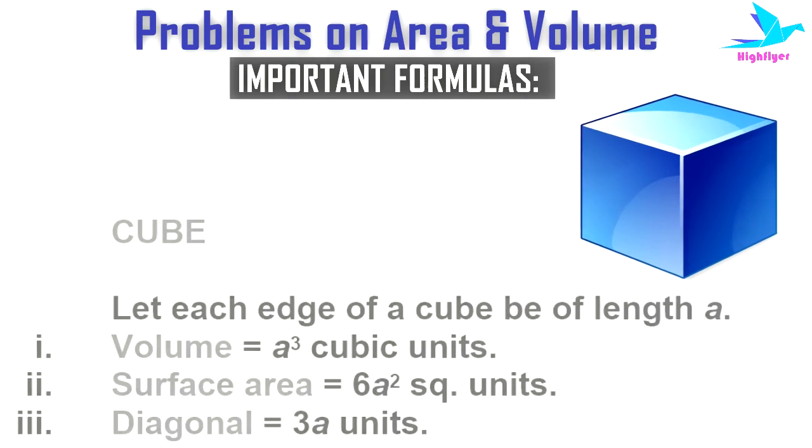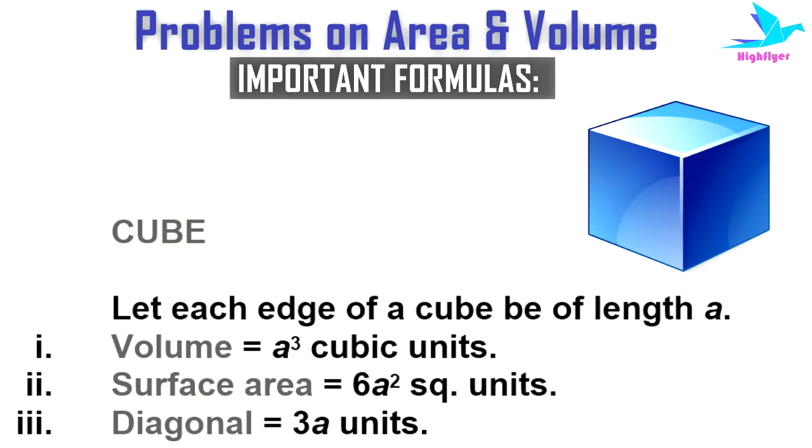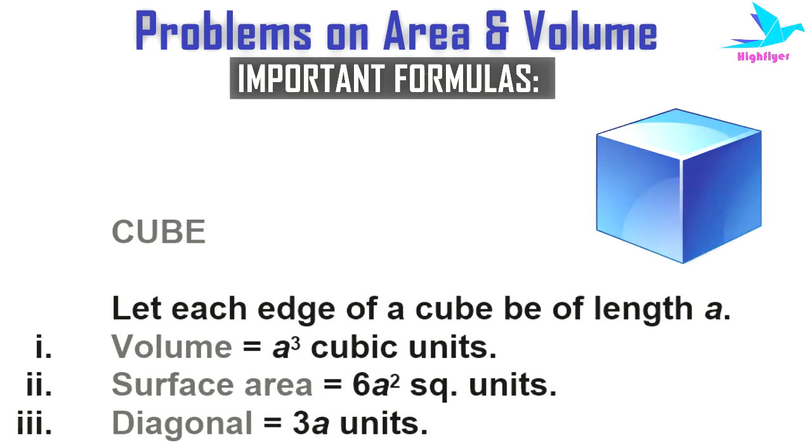Then let's talk about cube. Let each edge of a cube be of length A. Then volume equals A cube cubic units. Surface area equals 6A square square units. Diagonal equals root 3 A units.